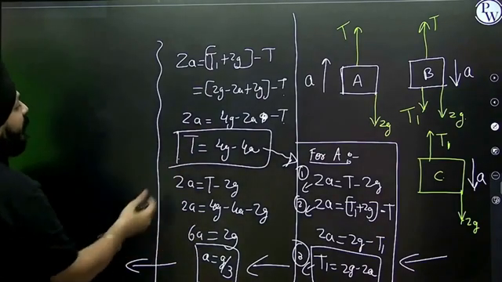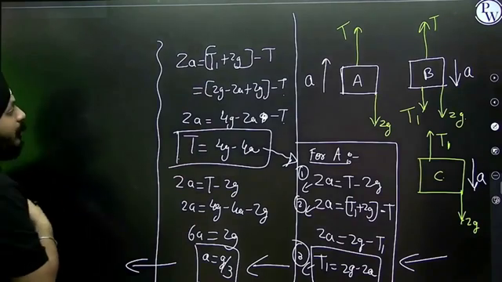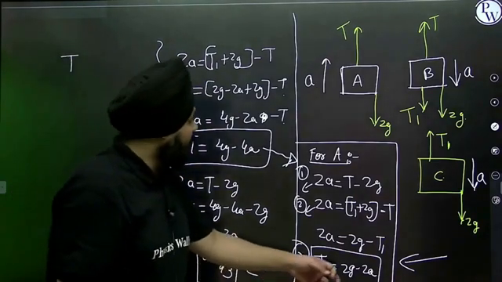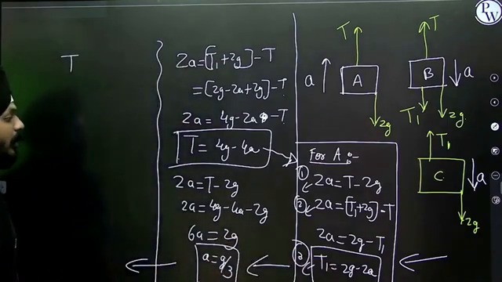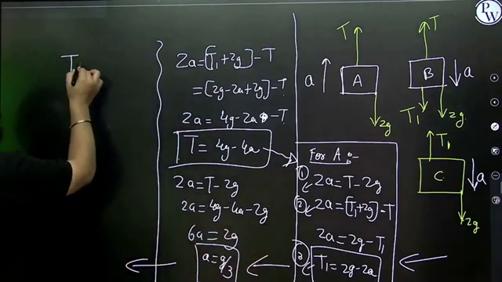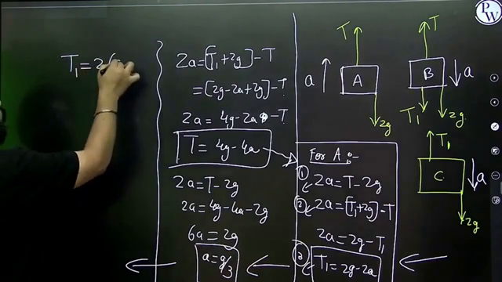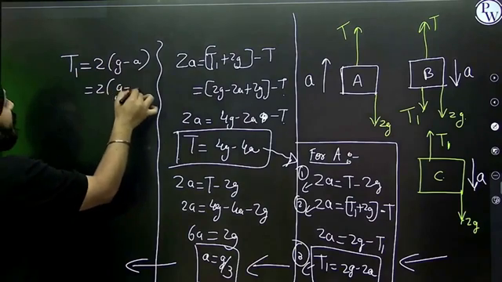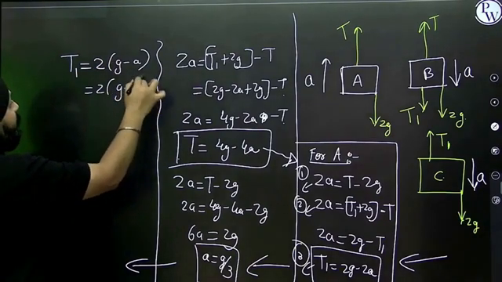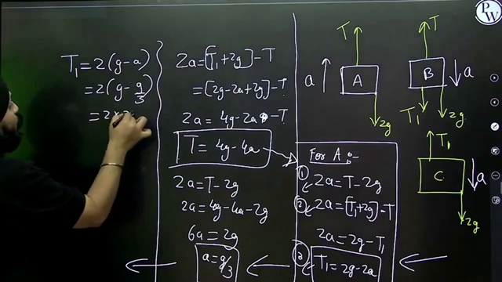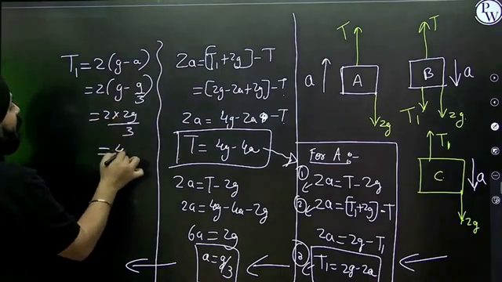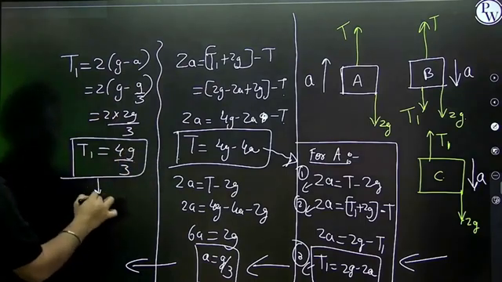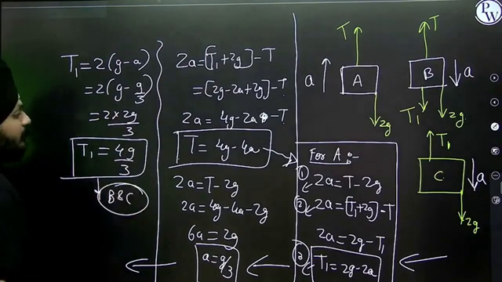Now we are going to replace and get the values. What will be the tension? We need to calculate the tension between B and C, it's 2g minus 2a. So T1 is 2g minus 2 into g by 3. So it's 2 into 2g by 3, it's 4g by 3. This will be the tension in the string between B and C.